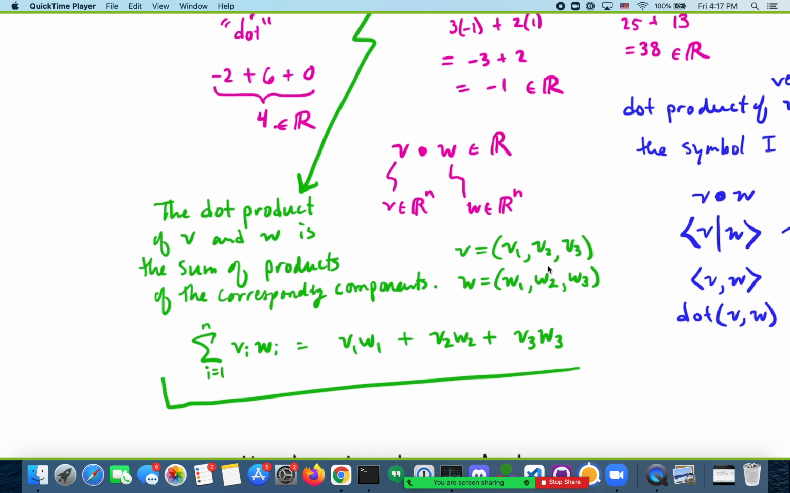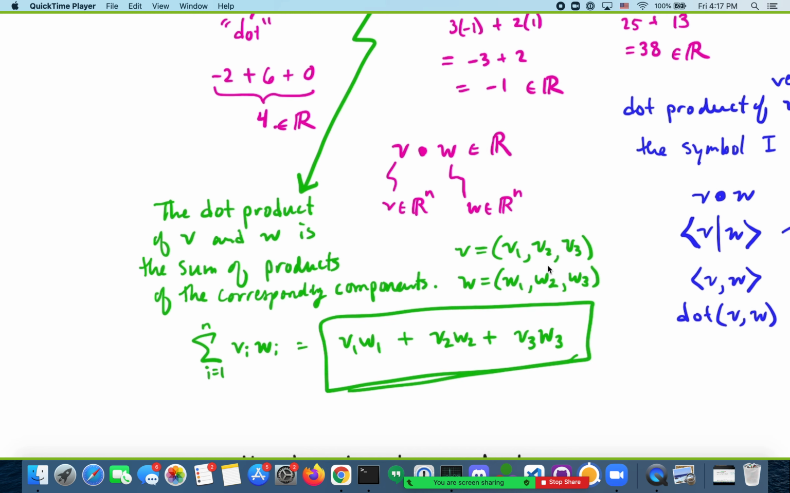So this is the dot product. It is a sum of products where you just multiply the entries and add, multiply the entries and add, all those up. And that's the dot product.